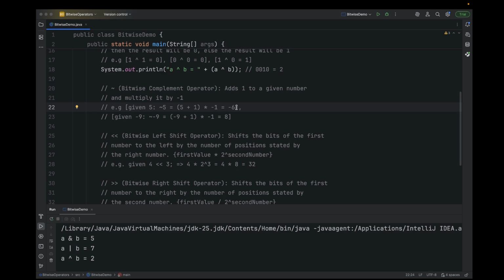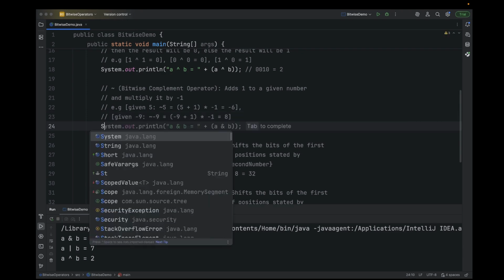-6. So if we are given a negative number, that means ~-9 is equals to -9 plus 1, which is supposed to be giving you what? -8. -8 times -1 will give you what? +8. That is a positive number instead of a negative. So let's test run this and see.